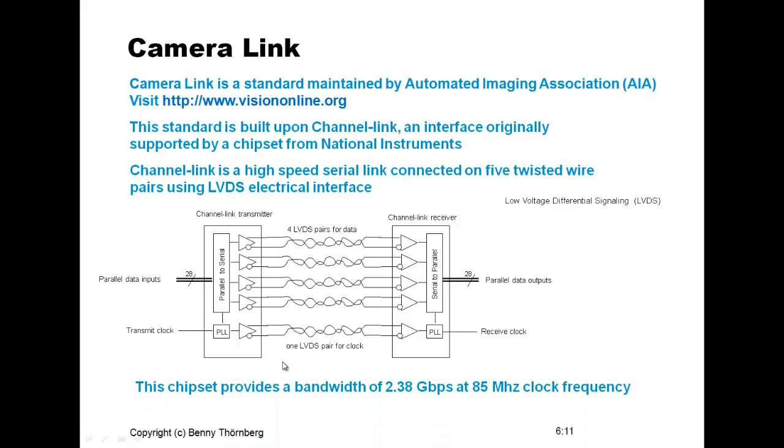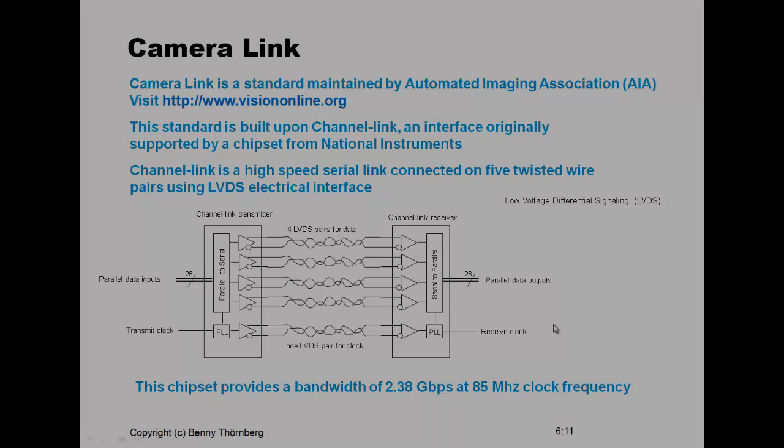And altogether this chipset will then provide a bandwidth of a total of 2.38 gigabits per second using a clock frequency of 85 megahertz on the transmit and receive clock. Camera Link is a standard for transfer of video streams that is commonly used in industry for machine vision systems, for automation of production and so on. And as I said before, the Camera Link interface is built upon a number of Channel Link modules.